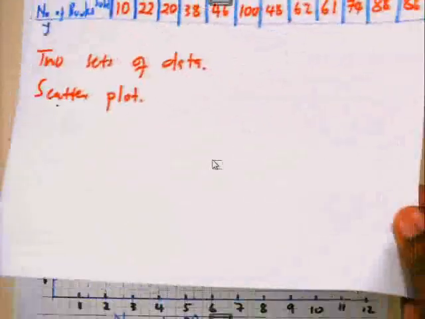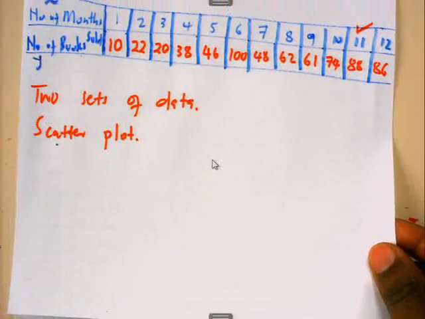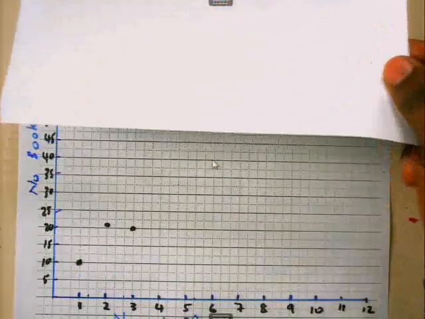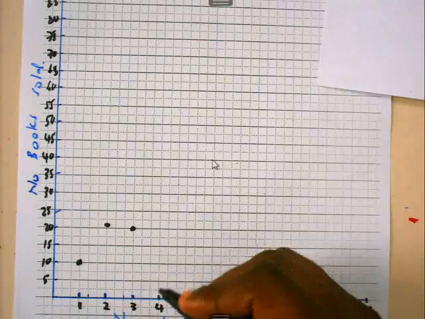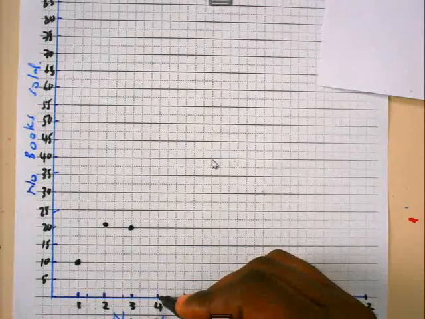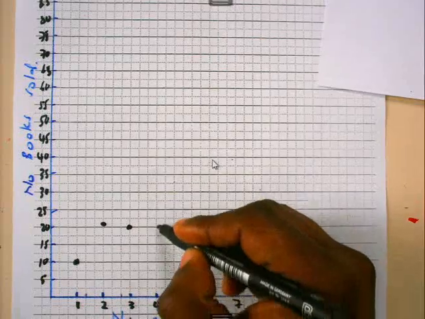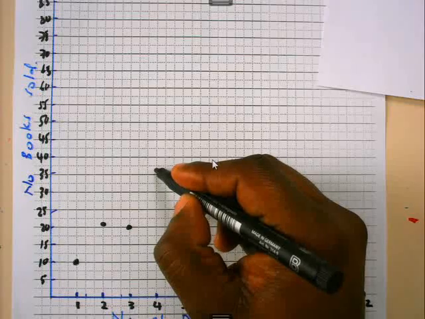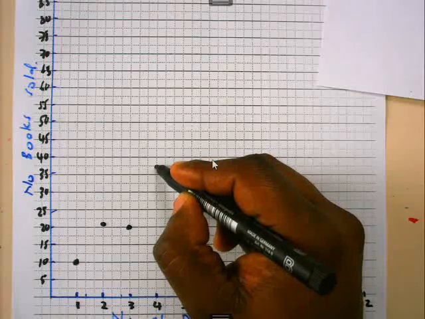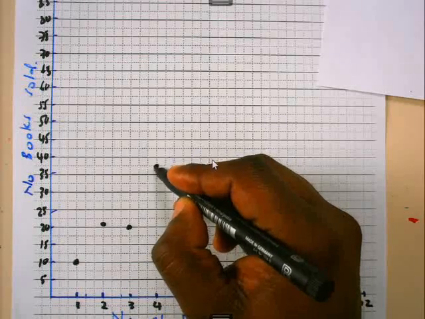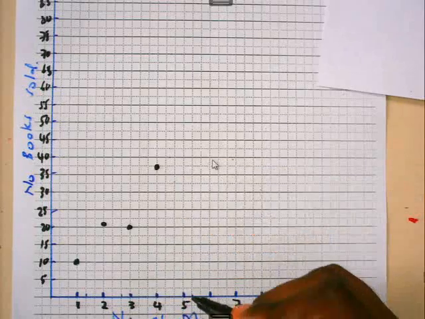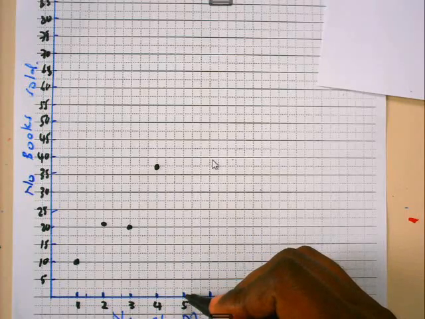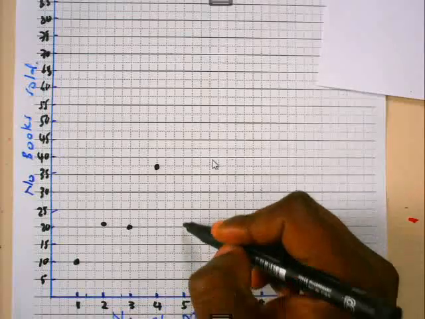Good. And the fourth month, how many books were sold? 38 books. 4 is 38. Look at my hand. 4 here. 4, it goes to 38, 35. 38 would be somewhere there. The fourth month, somewhere there is 38. Can you see that? The fifth month is 46. Fifth is 46. There we are.